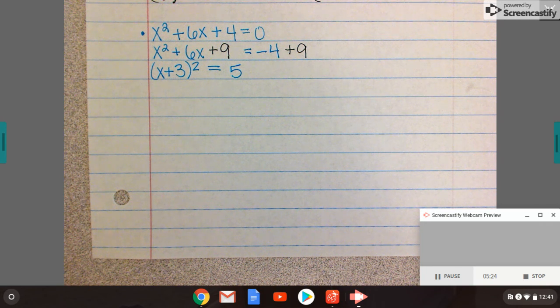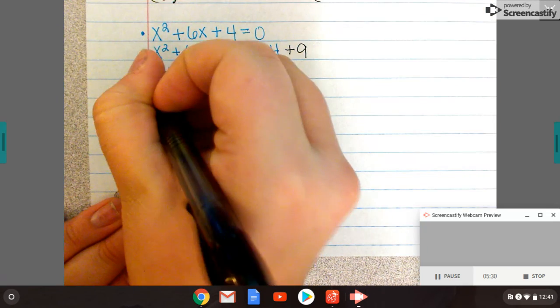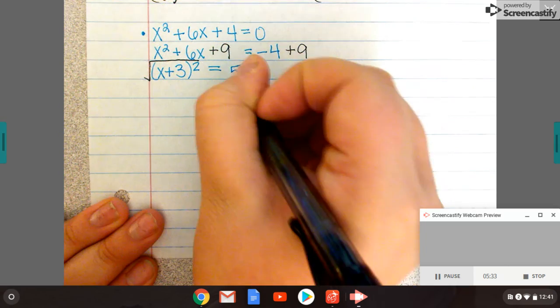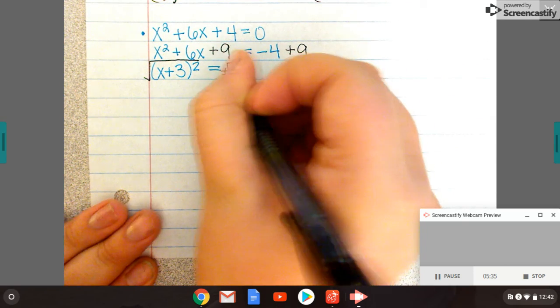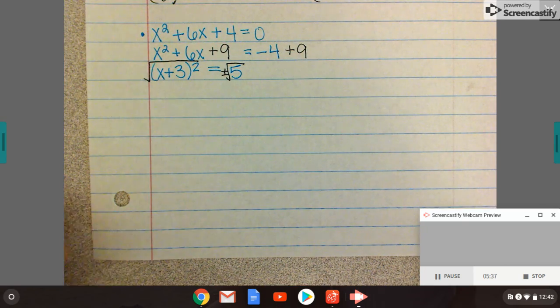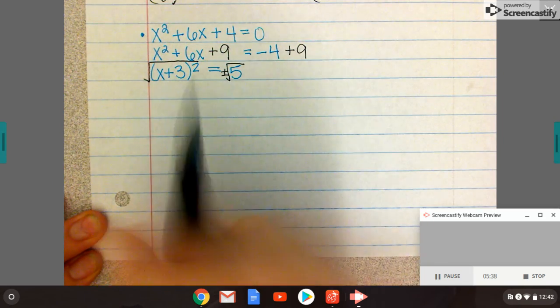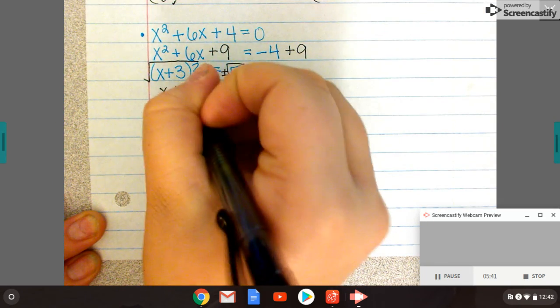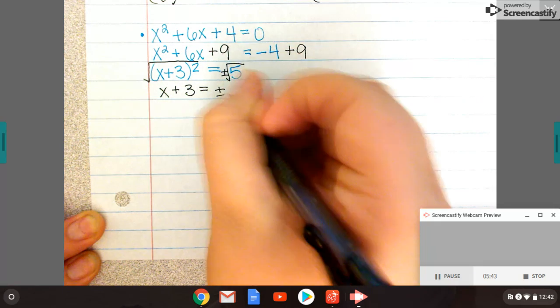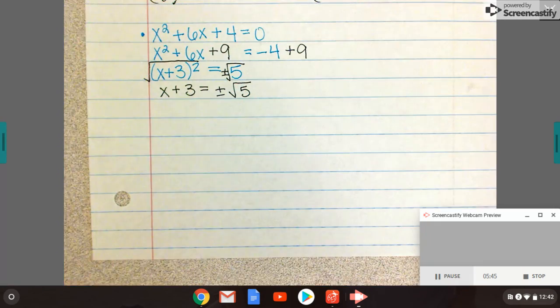So since I have my quantity squared by itself, I'm able to take the square root of both sides. And don't forget your plus or minus when you square root a number. So the square root of something squared, it goes away. I've got x plus 3 on the left. On the right, I have plus or minus root 5.